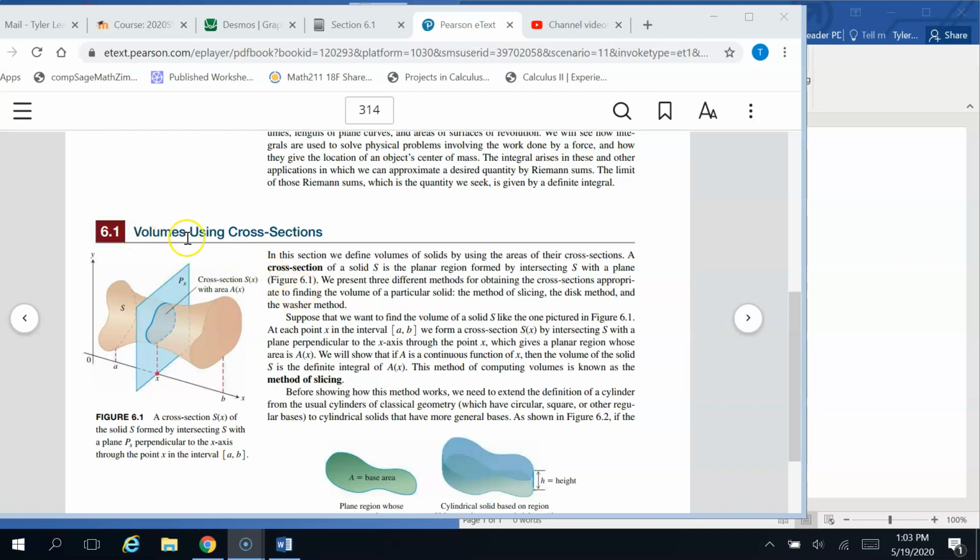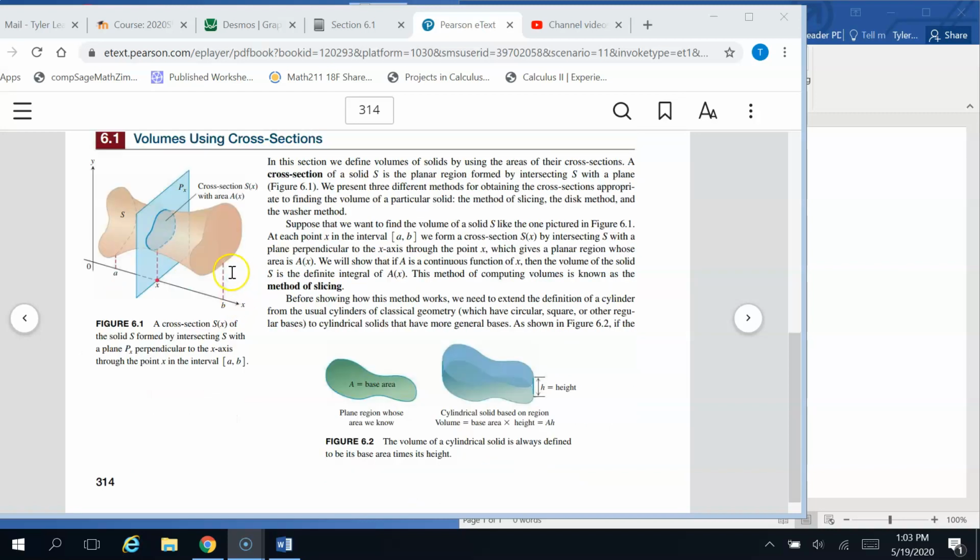So this first section, we're going to be finding volumes using what we call cross sections. So here we have this bone-shaped solid, and you can see the blue plane that is intersecting this solid here where it's perpendicular to the x-axis, and it creates this outline. This outline is what we're going to call a cross section. So just reading the definition here, a cross section of a solid S is the planar region formed by intersecting S with a plane. So that's what we get here.